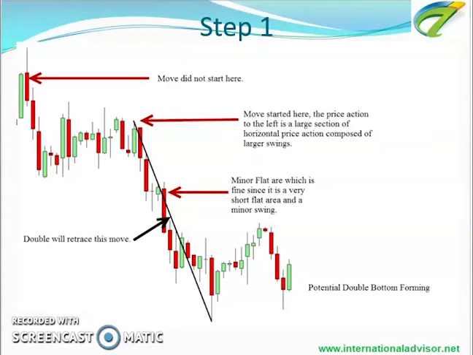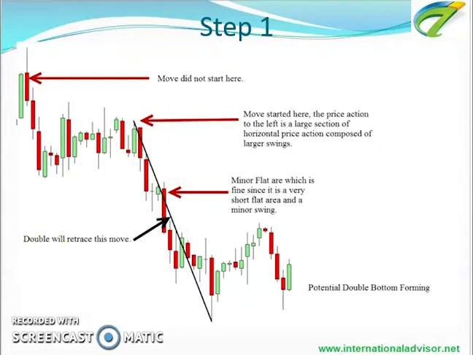As you can see, first of all, as per step 1, we have to identify. So this is valid because, as per the principle we have studied, the move started here. Actually, we'll take it from here. This is the first leg, and then the market is going up, and then it's going down. So this is a potential double bottom situation, right? Because all the other requirements are met. It's reversing and will retrace this move. So we identified in step 1 that this is a potential double bottom.